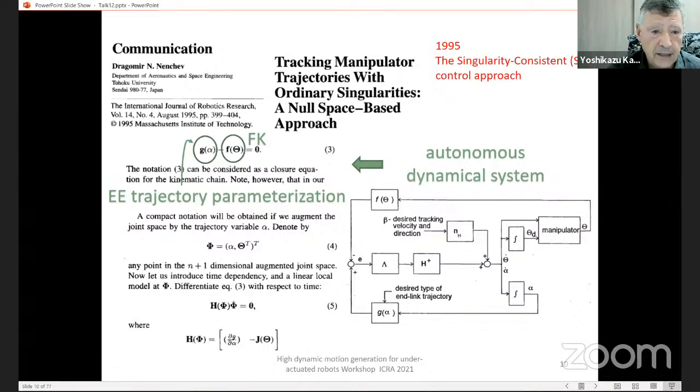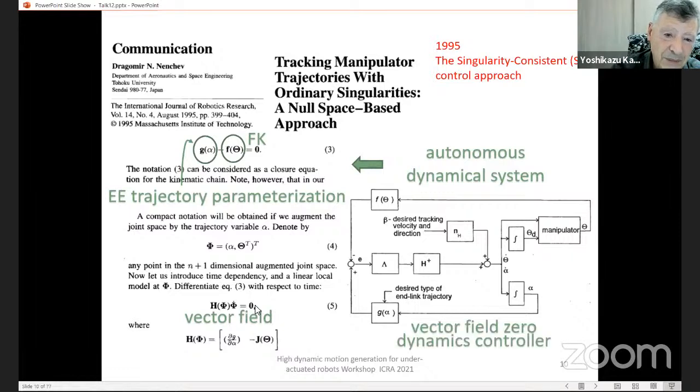And if you take the first derivatives, like here in equation 5, you get a vector field equation. Based on this vector field equation, on the right side I have a 0. Here I can put an error. So this becomes like here on the right side: the difference between the forward kinematics and the parameterized desired trajectory. And this is a vector field zero dynamics control, which turns out to be quite successful in dealing with this type of ordinary singularities.